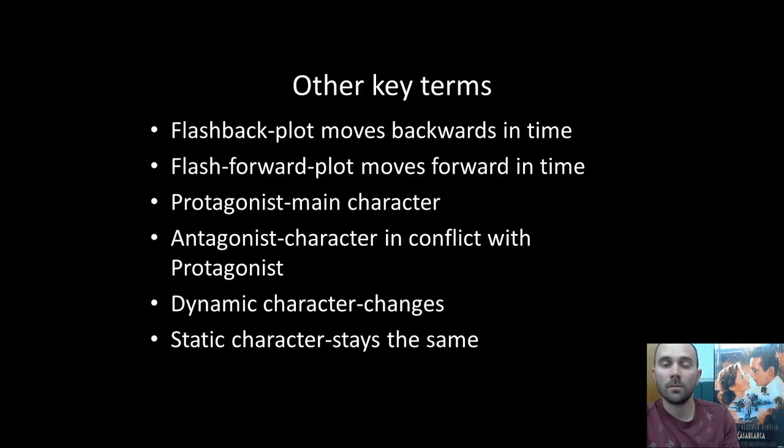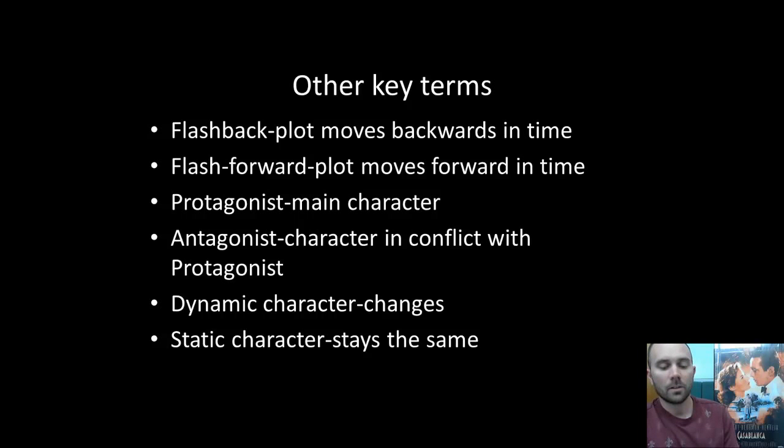Now, this can work conversely as well. Could work out for the bad. So, because of a series of traumatic events, a character's life might be unraveling, they might be having an emotional or a mental breakdown. But either way, they start the film one way, and by the time they end the film, things have changed. They're dynamic.